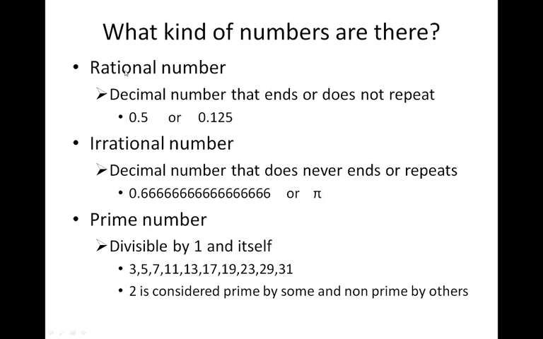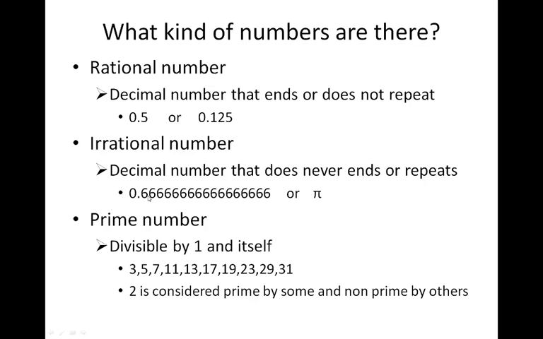A rational number is a decimal number that ends or repeats. So a decimal number like 0.5, 0.125, those end and they do not go on forever. So those are rational numbers. An irrational number is a decimal number that never ends or repeats.